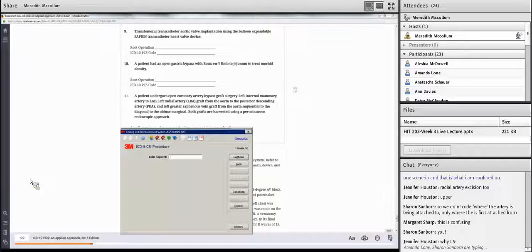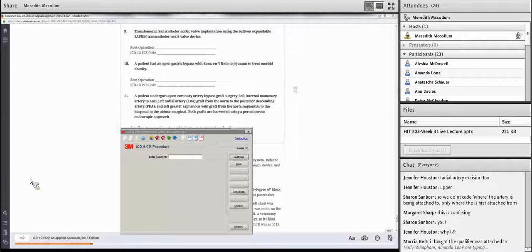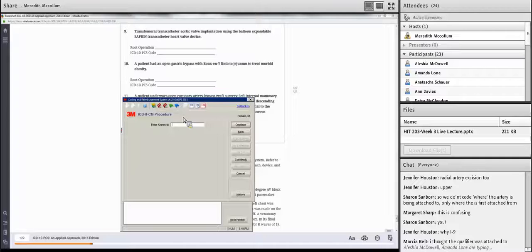Yeah, okay, hold on. Let's see. So for the question, yes, the radial excision is done, so we don't code where the artery is being attached to, it's where it's coming from. That is correct. Why I-9, that's just how 3M, when we had to dual code back before October, they had it set up this way, and it just hasn't been updated yet.